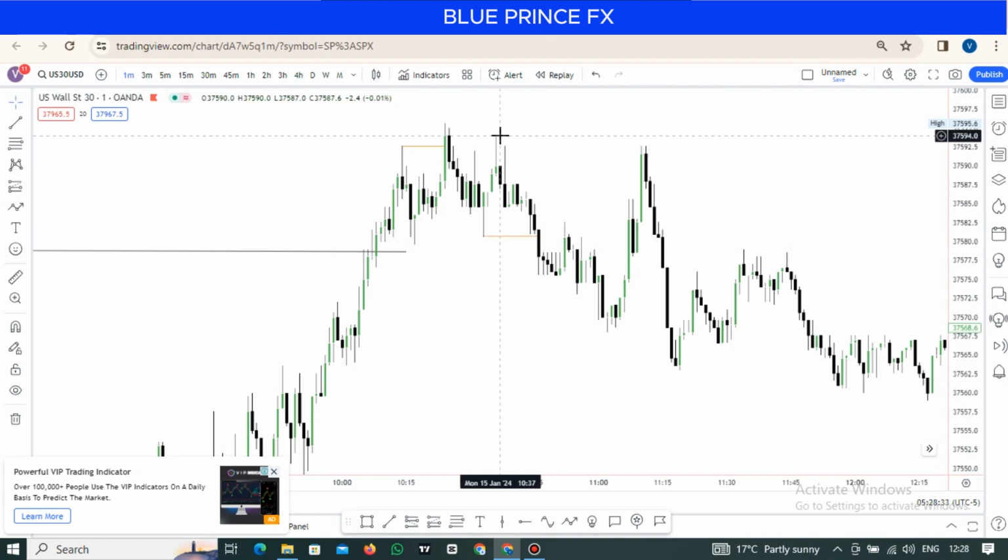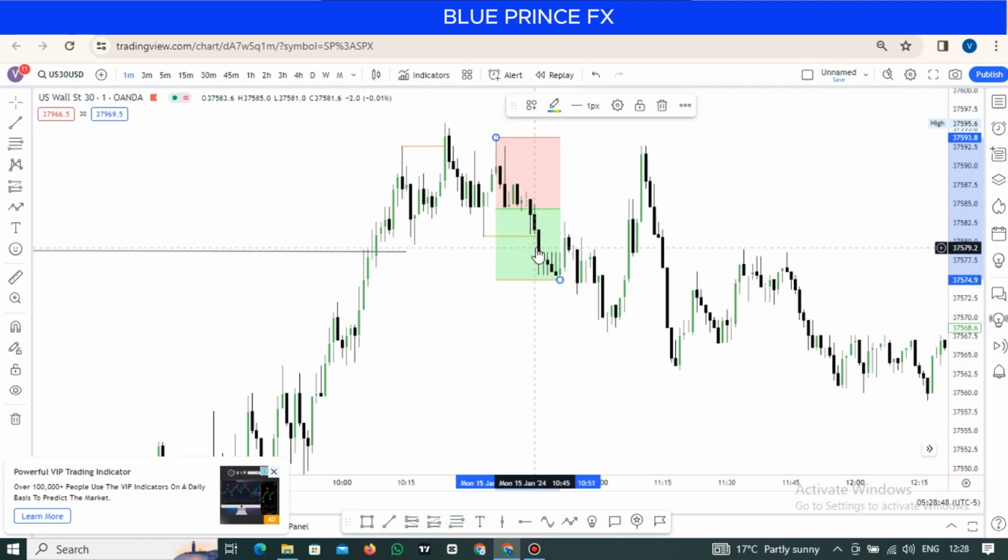You cannot say this is a displacement, because you can see the candles are moving in a more sluggish way, and the fair value gap is formed in a premium market. So this is premium. How is it premium? Because we have this high here and this low here. You want to see a fair value gap forming in a premium market, so that you can sell comfortably.